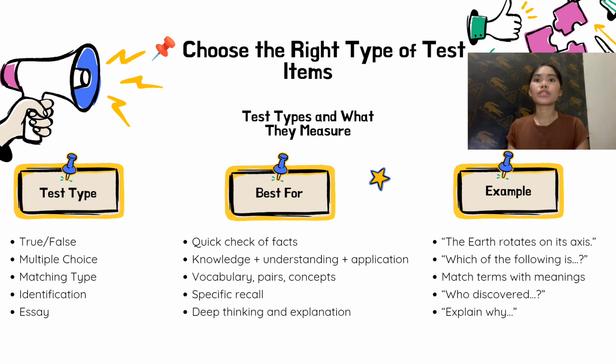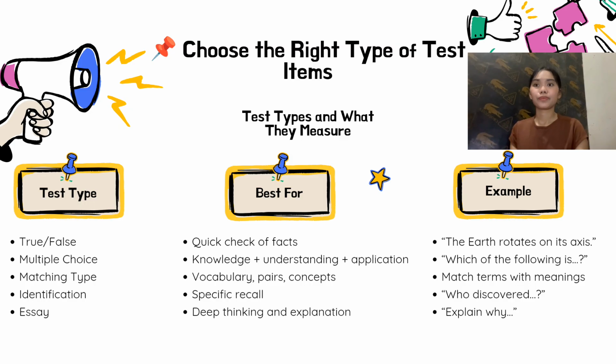For true or false, best siya for quick check of facts. For example, the Earth rotates on its axis. Parang common sense lang siya na sasabihin mo kung totoo ba siya or hindi. And the second one is multiple choice, best for knowledge, understanding, and application. For example, which of the following, pumapasok yung kaalaman mo and iniintindi mo yung kaalaman mo nang sa ganun ma-apply mo yung natutunan mo kung tama ba yung nasa choices.